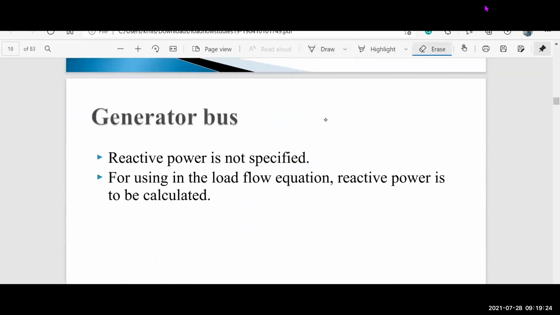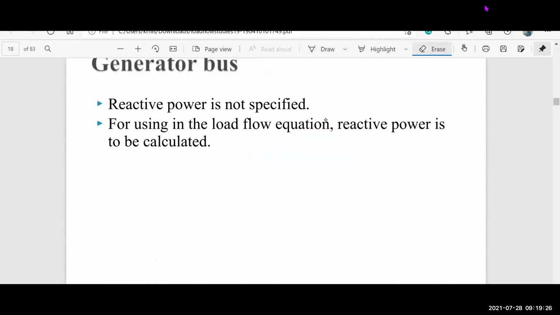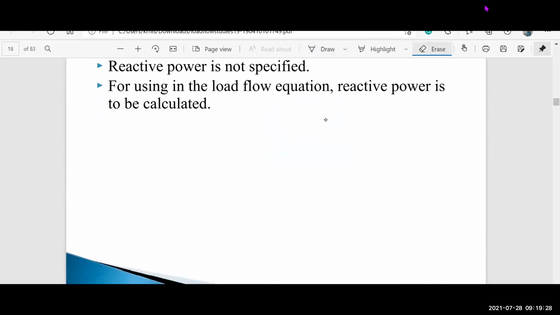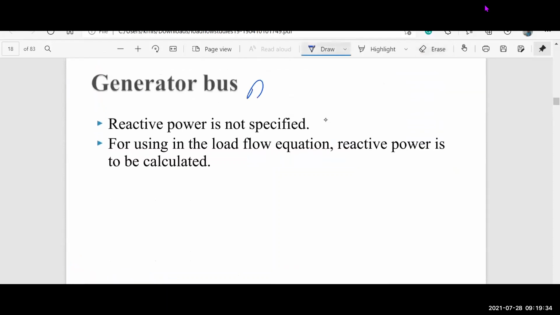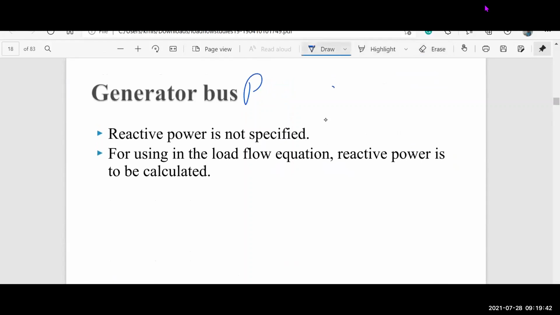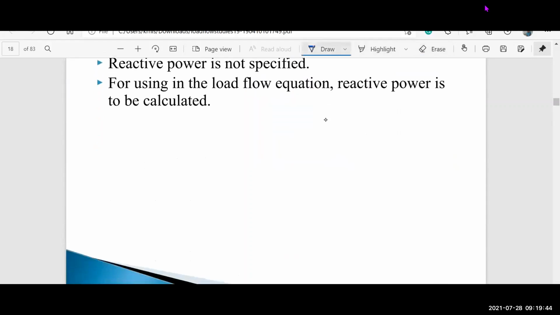For the generator bus, the reactive power is not specified for use in the load flow equation. Reactive power is to be calculated. Generator bus means PV bus, and load bus means PQ bus.